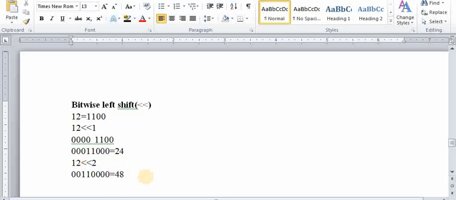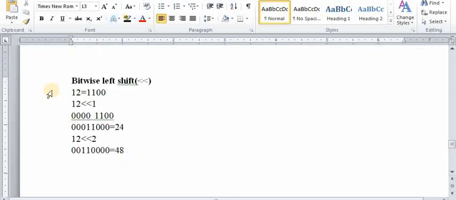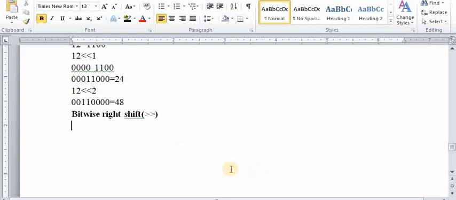Next and last type of bitwise operator is the bitwise right shift operator. The symbol will be reversed like this, bitwise right shift operator. Now suppose I have a number like 10. Now you have to right shift it by 1.